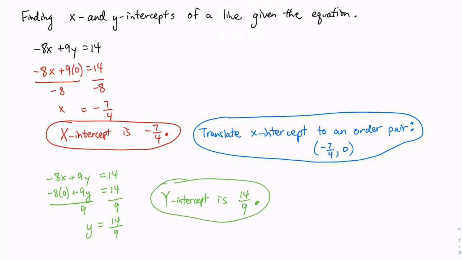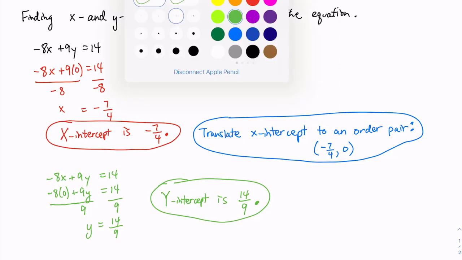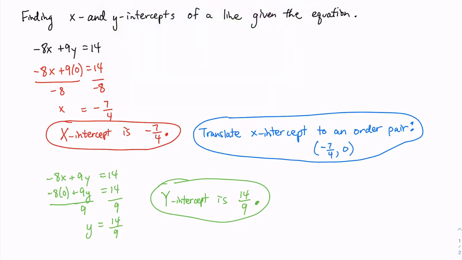Neatness always helps in mathematics. Will help you review and study the vocabulary that much better. Once again, you could translate the y-intercept into an ordered pair. And so if you translate that into an ordered pair, you write parentheses 0, comma 14/9. Okay, so this is the y-intercept translated as an ordered pair, but by definition, we could say the y-intercept is 14/9. The x-intercept is -7/4.